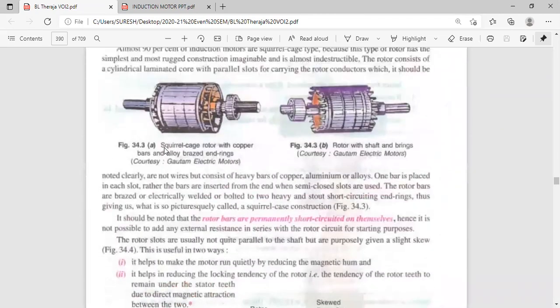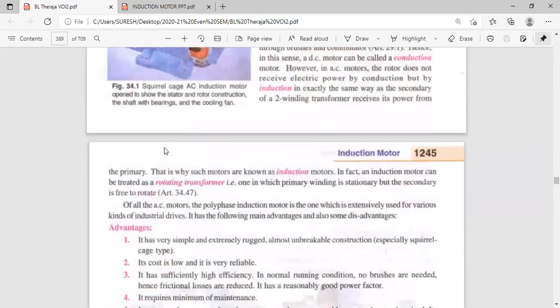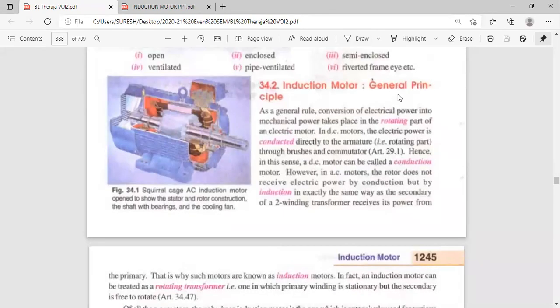Now see the principle. Until now I have not explained the principle. I have only explained the construction of the stator and rotor. Induction motor principle: conversion of electrical power into mechanical power.